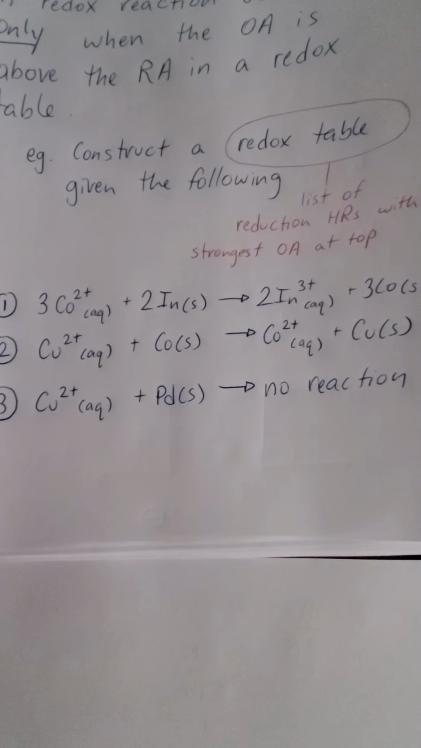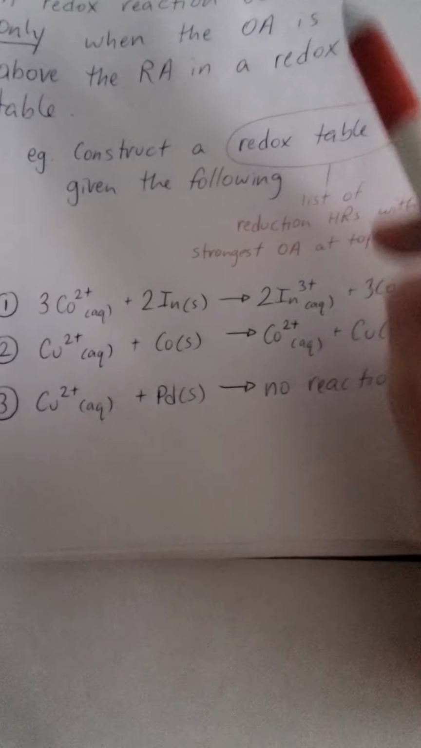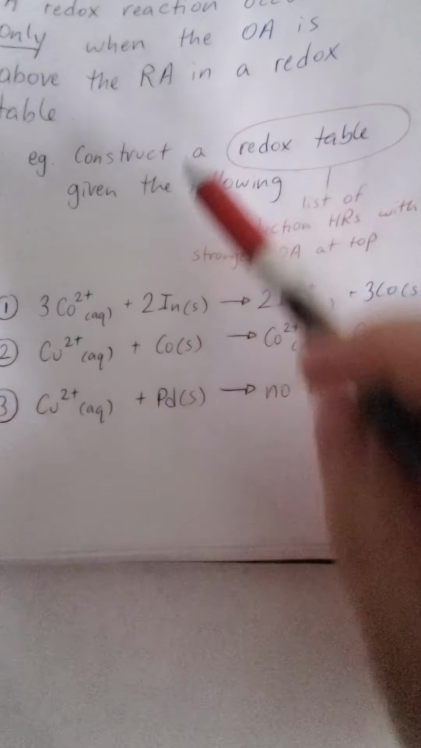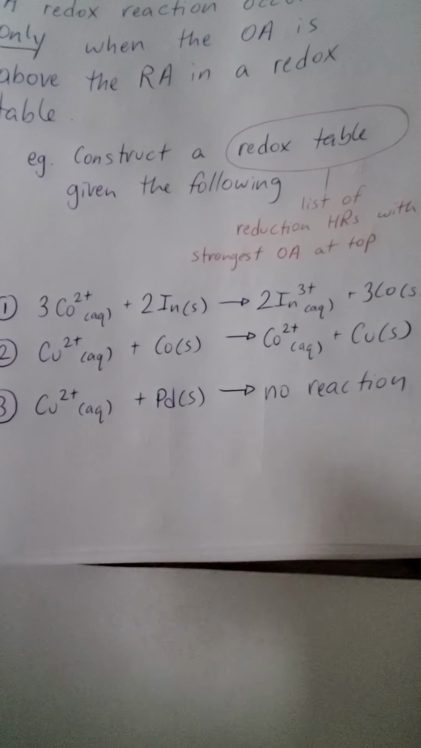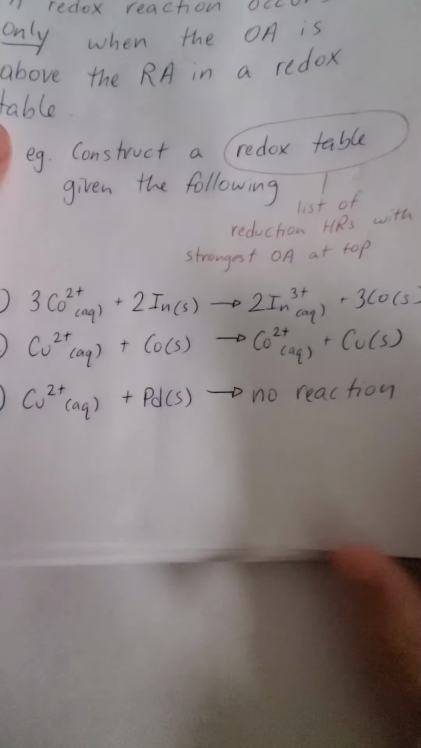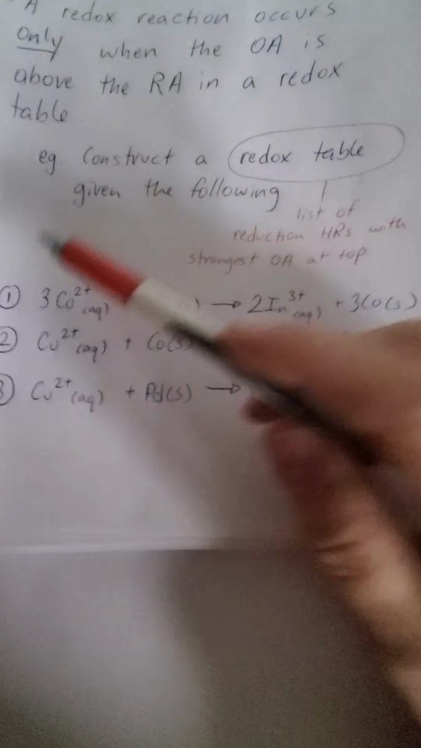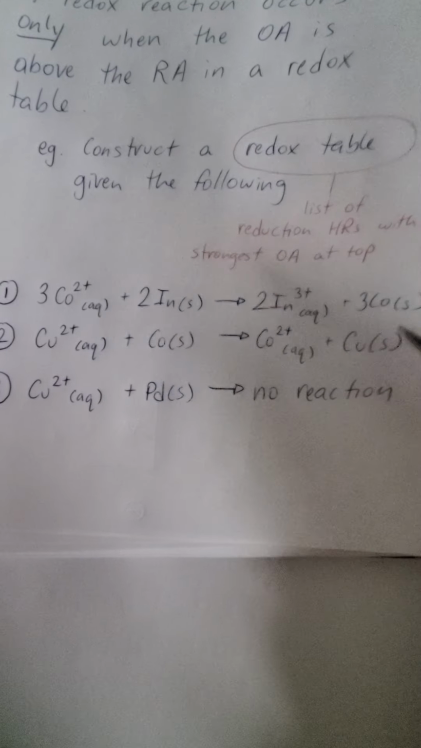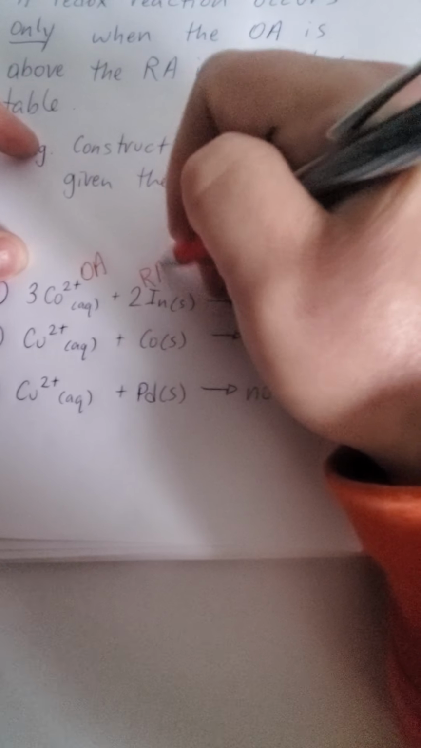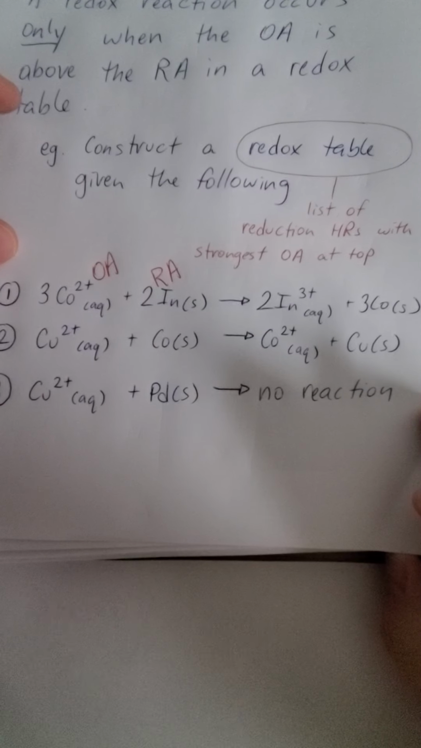So let's talk about the process of turning this into a redox table. When there's a reaction, the OA is above the RA, so we just have to identify the OA and the RA here. The way I always think about it is that the OA gets reduced. Cobalt 2 was reduced to solid cobalt. That makes it the OA. If cobalt 2 is the OA, then indium is the RA.